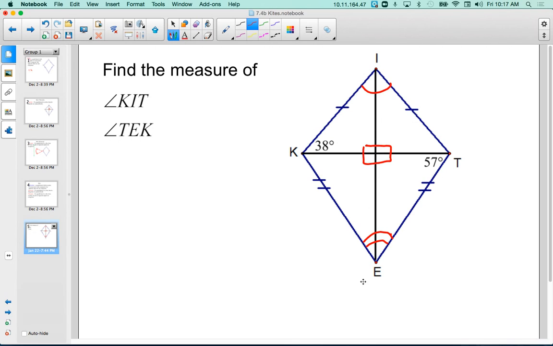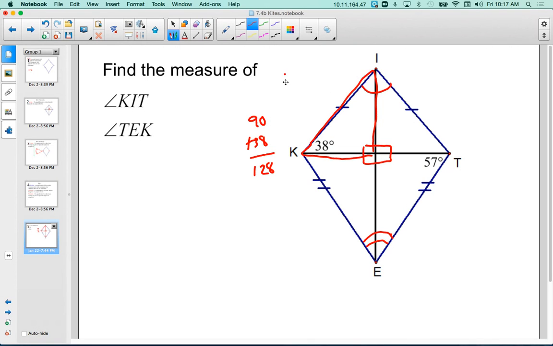Okay, it's symmetrical. So if I want to find this angle KIT up here at the top, all I need to do is find one of the sides and then double it, because I know that the two small angles that make it up are congruent. I'm going to use this triangle here. It's a right triangle. We know two of the angles, 90 and 38. Add them together, we get 128.